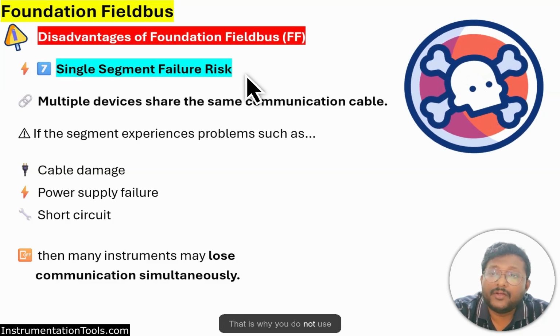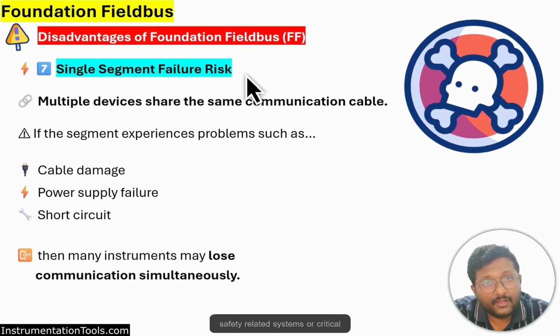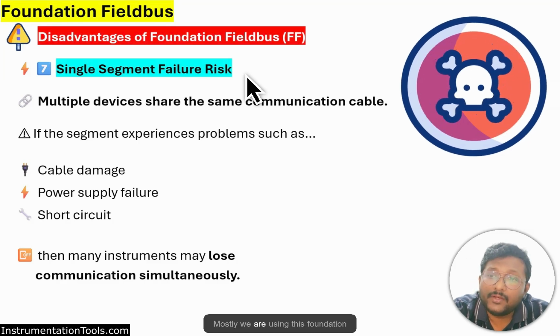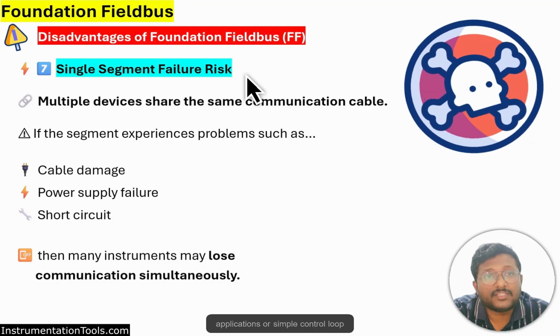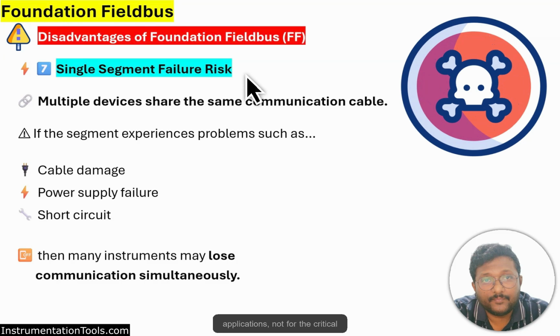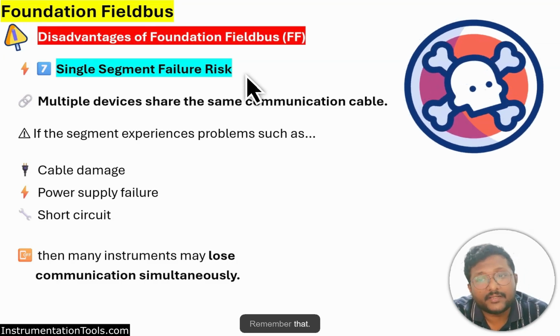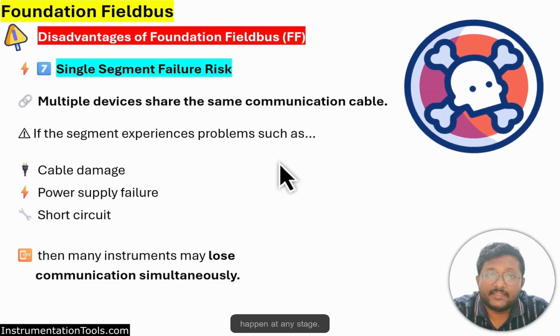That is why you do not use Foundation Fieldbus for safety related systems or critical control loops. Mostly we use Foundation Fieldbus for monitoring applications or simple control loop applications, not for critical or safety loops. Remember that. This single segment failure can happen at any stage.